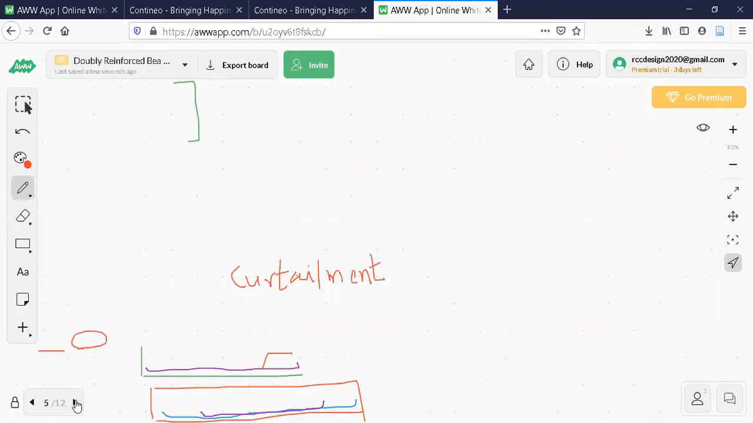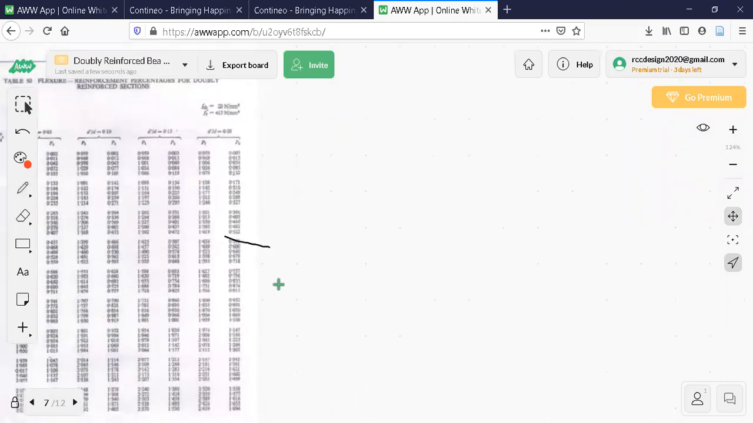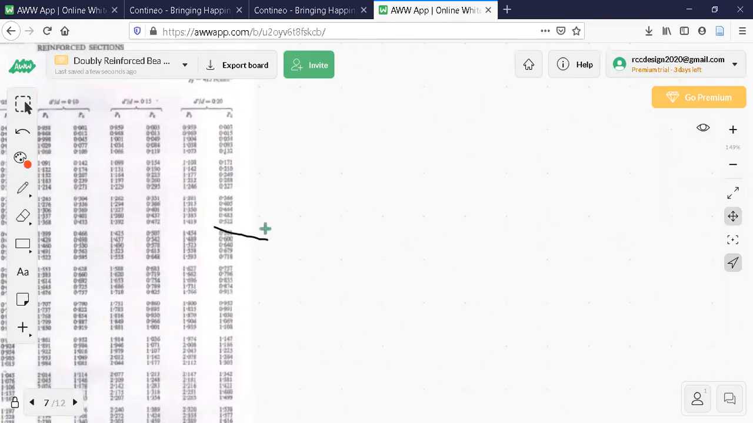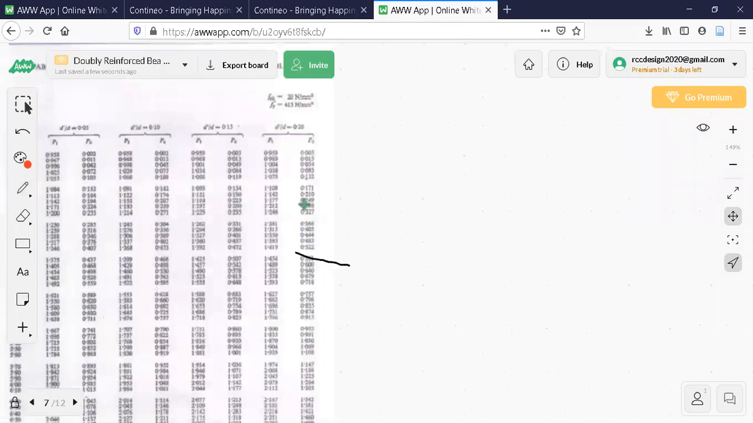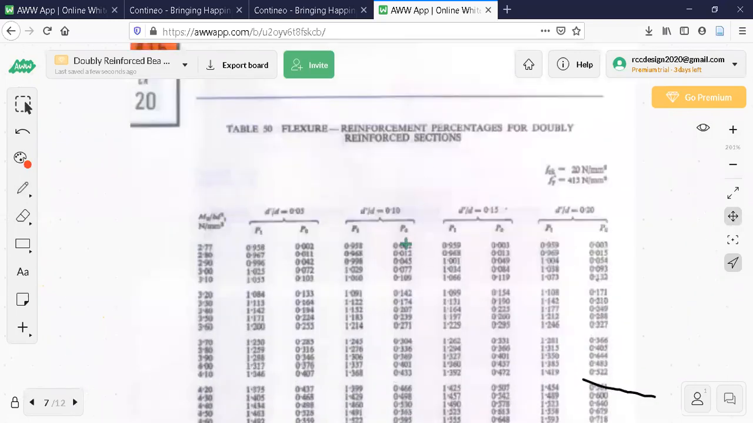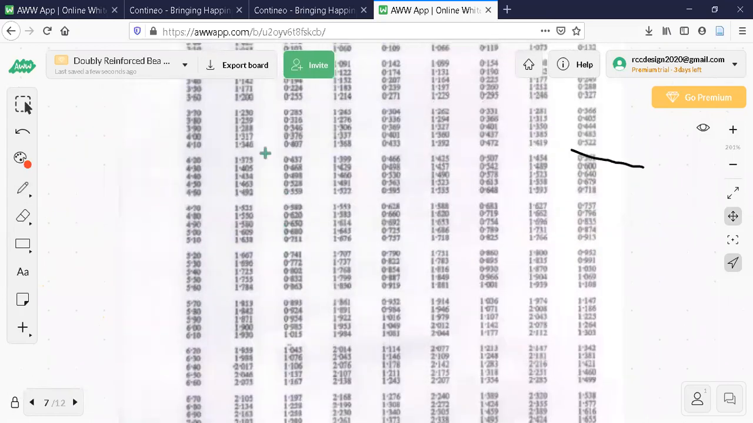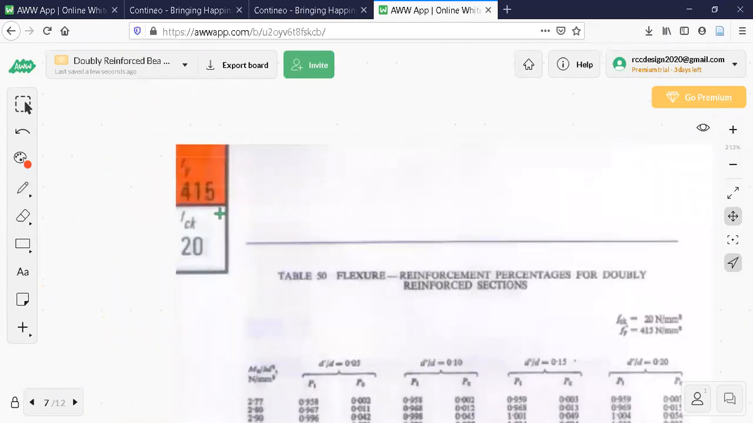Now observe here. Now what I will do is how to use this. Now observe this. Why is this table selected? Why not any other table? First thing is you should look at this combination. On this page, I'll tell you the page number also now. 86, design aids for reinforced concrete. Means SP16, page number 86. Why have I opened this page only? Because in this problem the combination is Fe415 and M20.